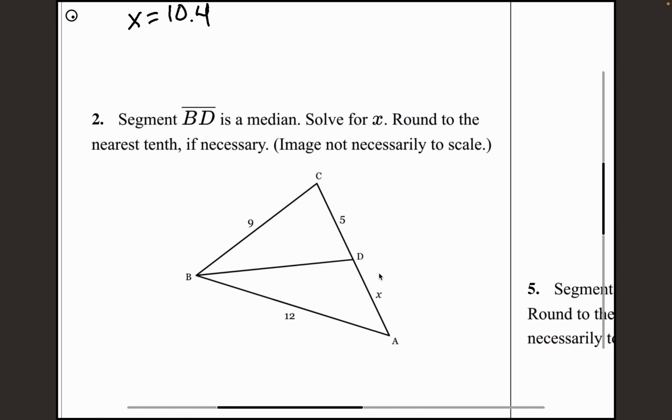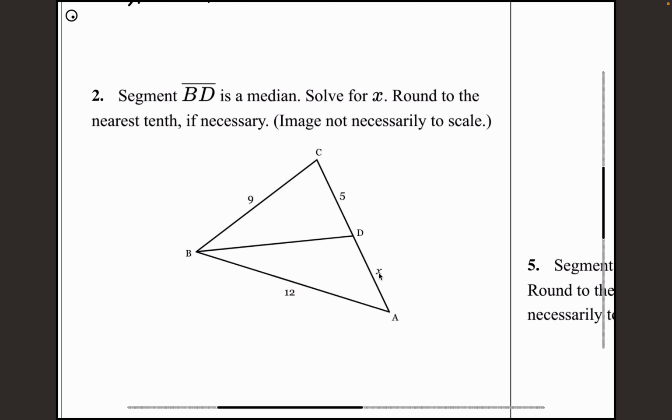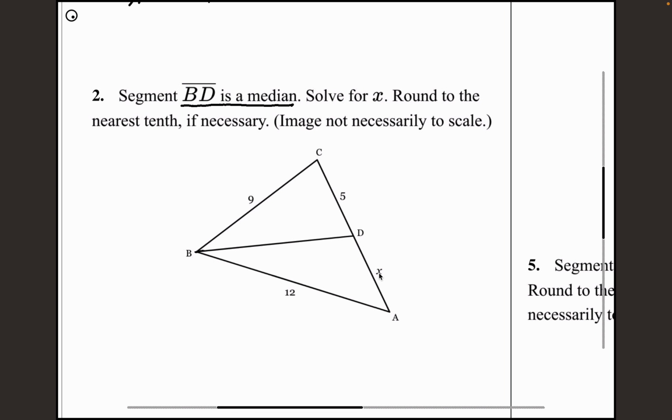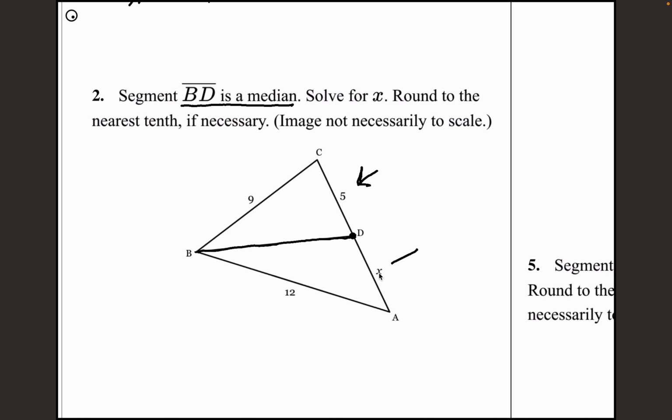I have segment BD as a median. Okay, what do we talk about when we have a median? When we have a median, all right, that segment goes right down the middle. So with CD being 5, and D being right in the middle, it's going to split AC in half. So if CD is 5, x also equals 5. Okay, perfect. And that's what we do for medians.